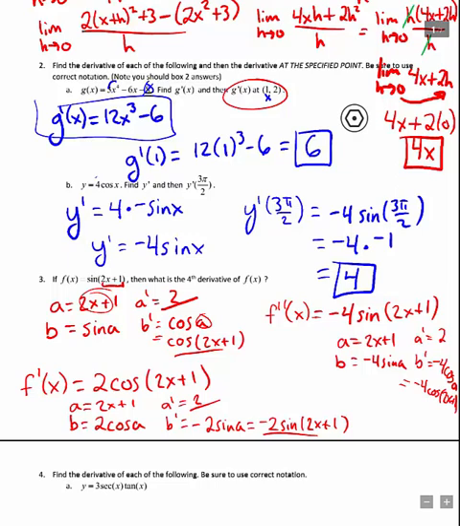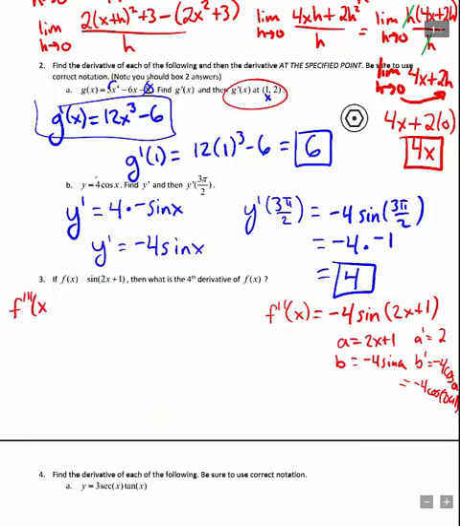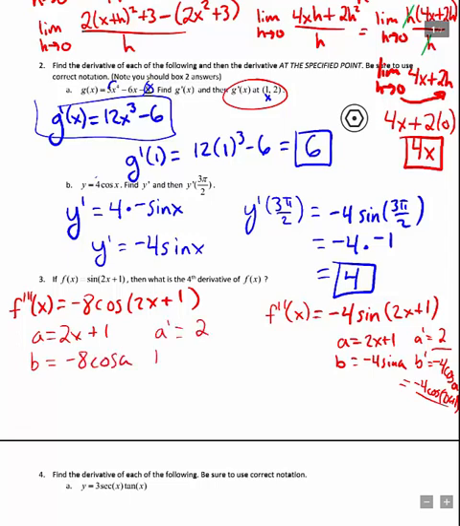So that gives us, I'm going to rewrite it over here, that the third derivative, triple prime of x, will be equal to 2 times negative 4, which is negative 8 cosine of 2x plus 1. Then we make our a the inside, 2x plus 1. Make your b negative 8 cosine of a. That makes a prime 2. B prime, the derivative of cosine is negative sine. Negative 8 times negative sine will be positive 8 sine of a, which is 8 sine of 2x plus 1.